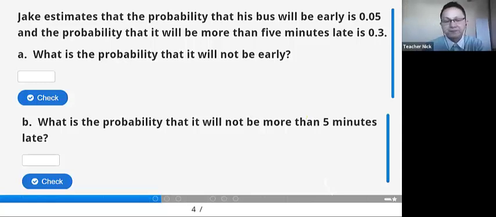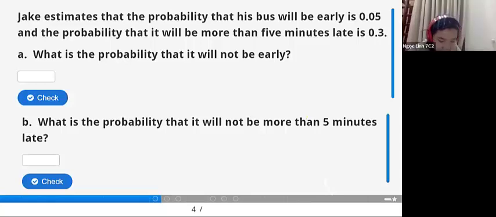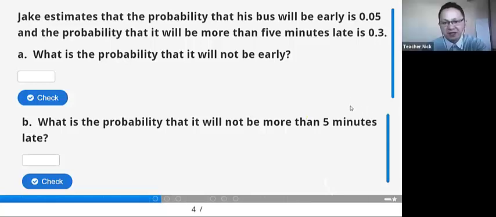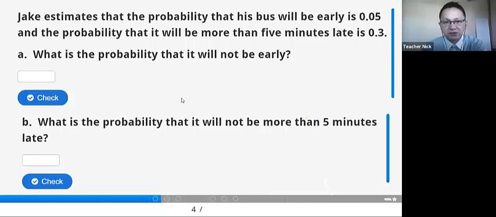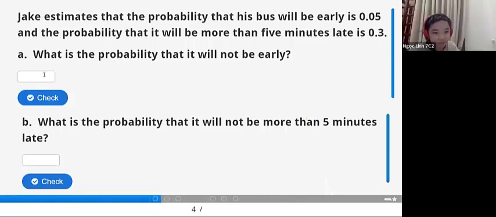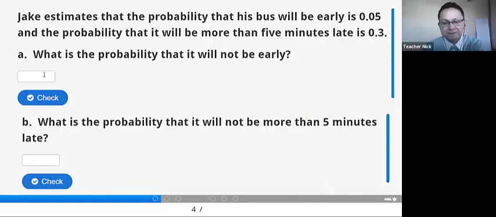Muklin, what's your answer? 0.95. I heard that from Koy Nguyen. Okay. So your answer is 0.95. How did you get 0.95? I take 1 minus 0.05.